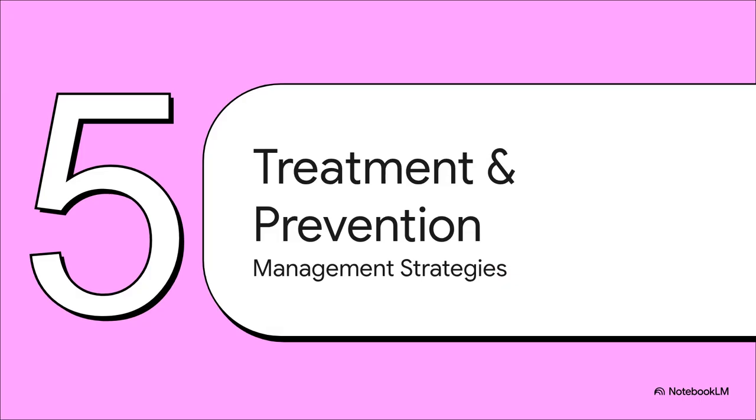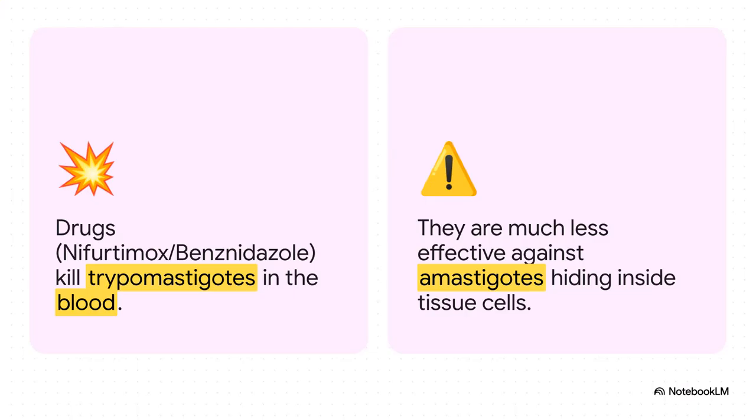So once we have a diagnosis, what can we actually do about it? And probably more important, how do we stop people from getting it in the first place? For treatment, we really only have two drugs, nifurtimox and benznidazole. Now here's the crucial thing to understand about them. They're pretty good at killing the trypomastigotes that are actively swimming around in the blood during the acute phase. But their big weakness? They are way less effective against the amastigotes that have already burrowed into tissue cells. This is exactly why early diagnosis and early treatment are so critical for a good outcome.